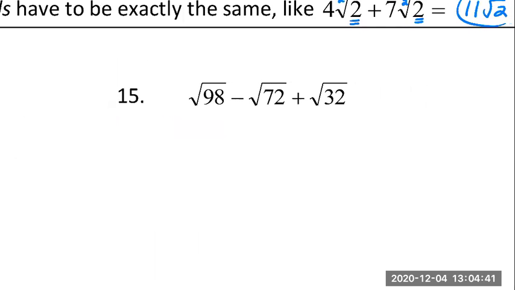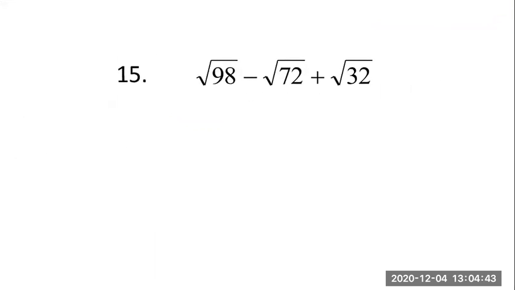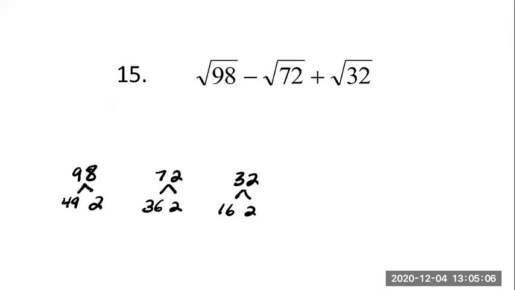Number 15, we have 3 terms. So again, we have to be careful to simplify them completely. So we have 98. So that's 49 times 2. And 49 is a perfect square. And then 72, we have 36 times 2. And 36 is a perfect square. And then 32 is 16 times 2. And 16 is a perfect square.